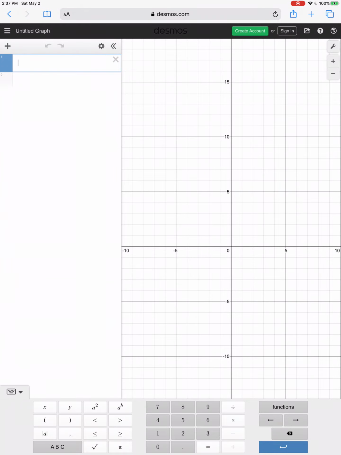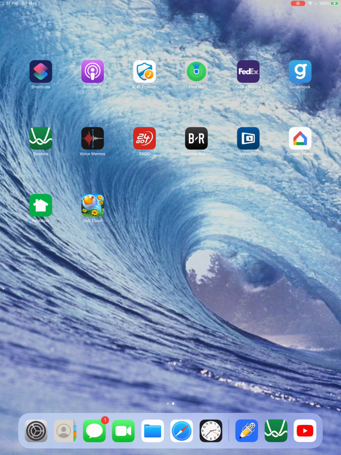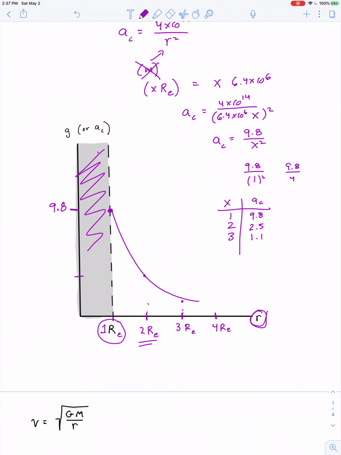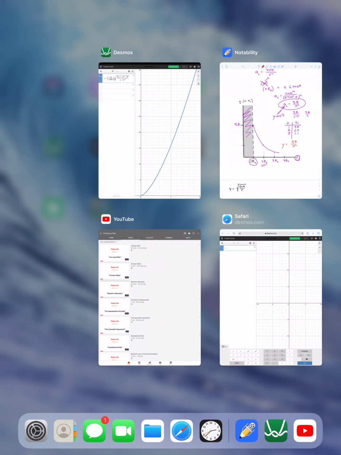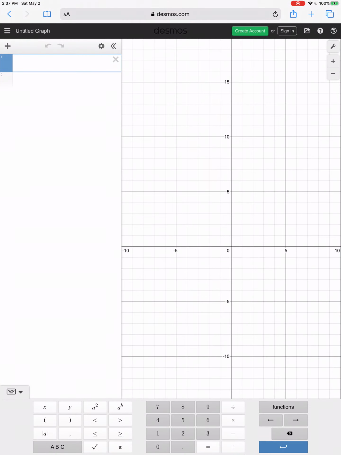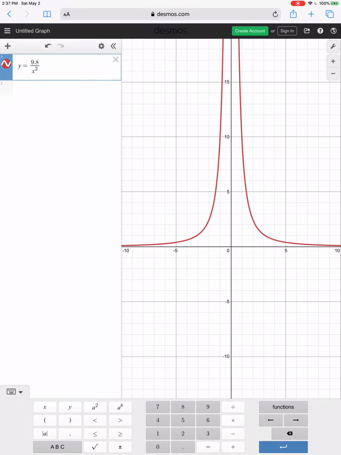So if we look back at our equation, we're really graphing centripetal acceleration on the y-axis. So this formula is consistent with the formula y equals 9.8 over x squared. So all you have to do in Desmos is enter the formula y equals 9.8 divided by x squared.